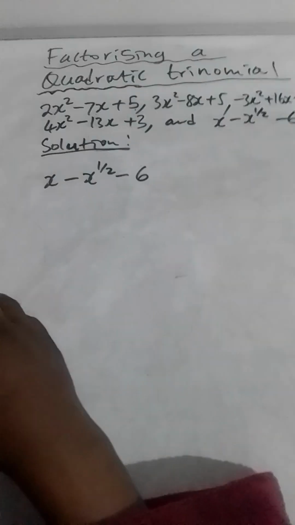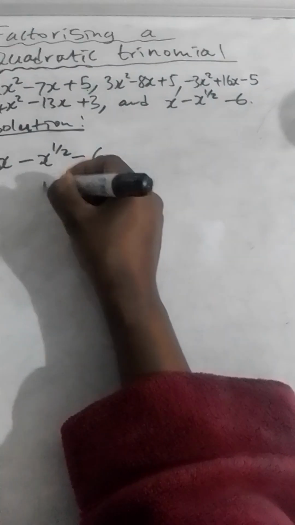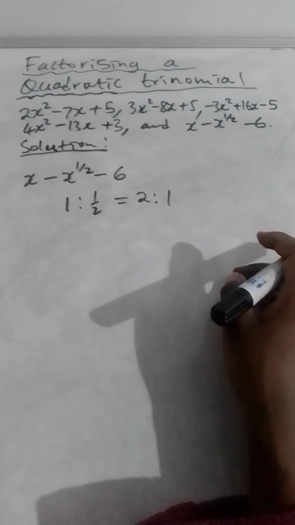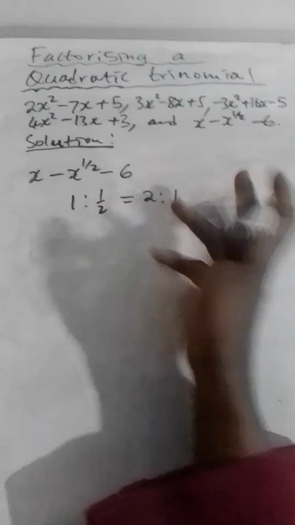All right, so we have what? X to the exponent 1/2 minus 6. And one wonders, why is this a quadratic expression? And the answer is simple. If you look at the ratio of the exponents here, the other one is 1, and the other one is half. So if you multiply both sides by 2, you get 2 on this side, and you get 1. So the ratio is 2 is to 1. Or if you take 1 divided by half, you get 2. You take half divided by 1, you get half.